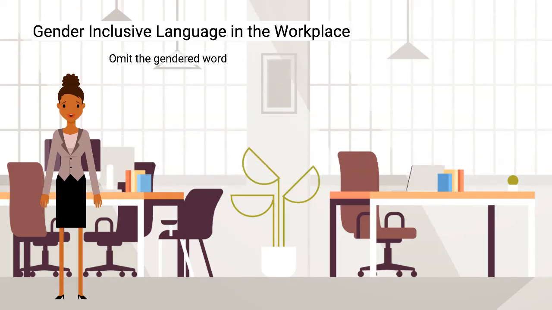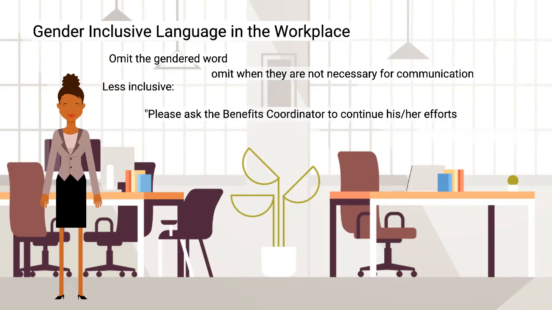Another practice is to omit the gendered word. You can omit gendered words when they are not necessary for communication. Let's take a look at some examples. Less inclusive use of gendered words. Please ask the benefits coordinator to continue his or her efforts to review billing errors.